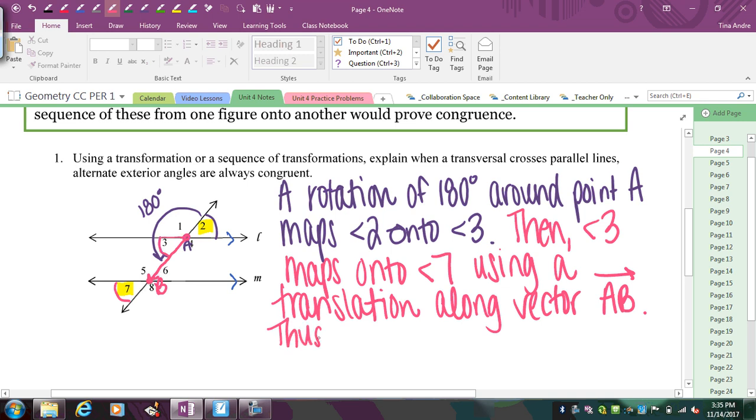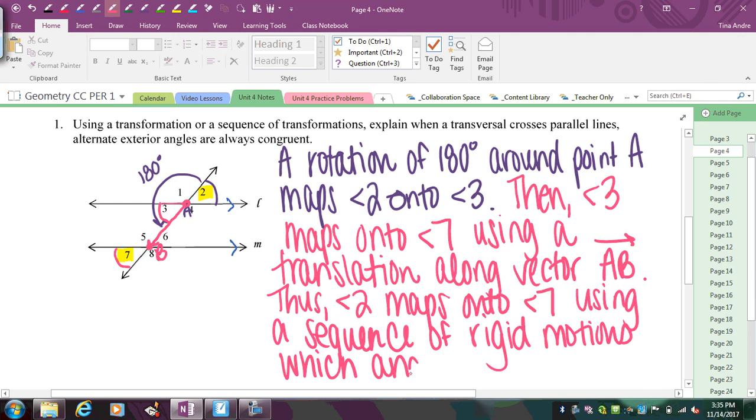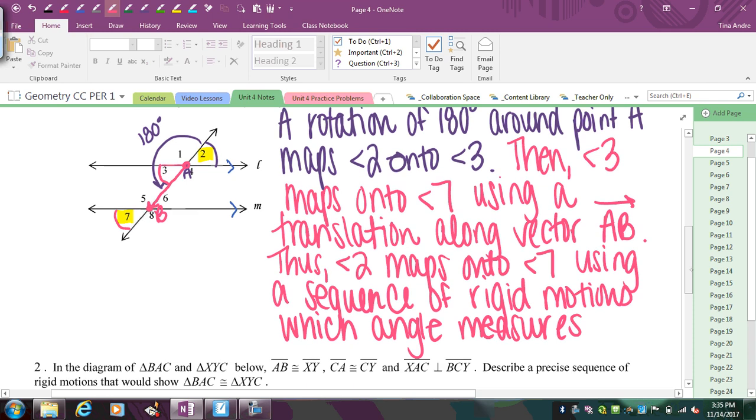Therefore, I could say angle 2 maps onto angle 7 using a sequence of rigid motions, meaning a rotation, then a translation, which keep angle measures and side lengths, but I don't really need to mention side lengths here because I'm talking about angles. So I'm just going to say using a sequence of rigid motions, which keeps angle measures, making those angles congruent. So making angle 2 congruent to angle 7.